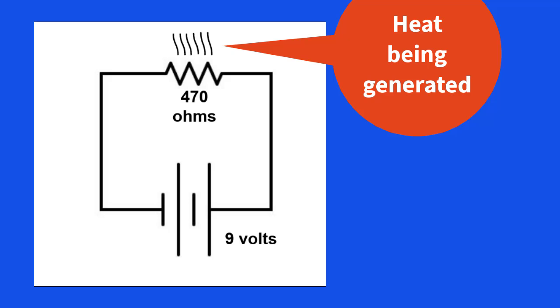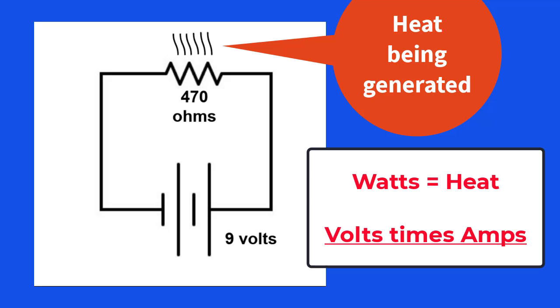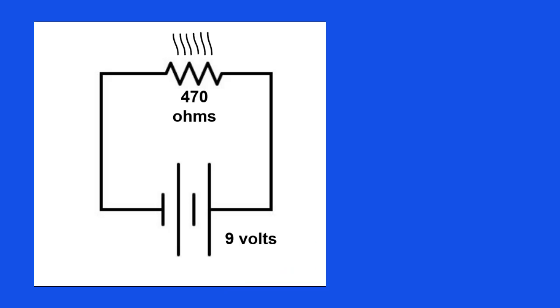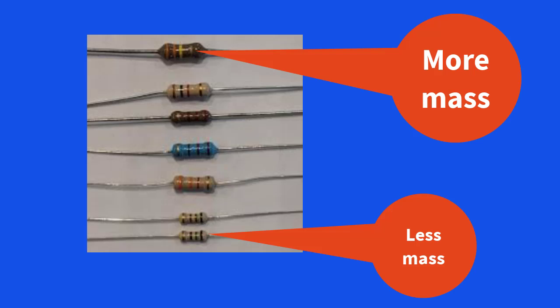Whenever there is electric current flowing, there is heat being generated. This heat is measured in watts and is defined by volts times amps. This is known as Watt's Law. Heat is dissipated through mass. The more mass the component has, the more heat it will dissipate. In other words, the bigger or the heavier that the component is, the more heat it will dissipate.